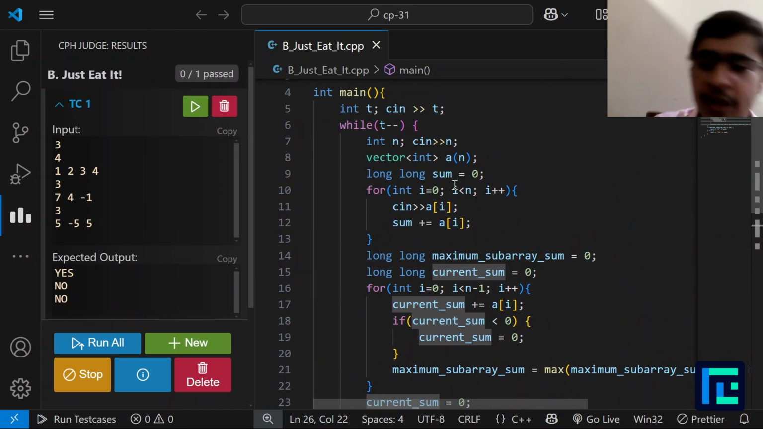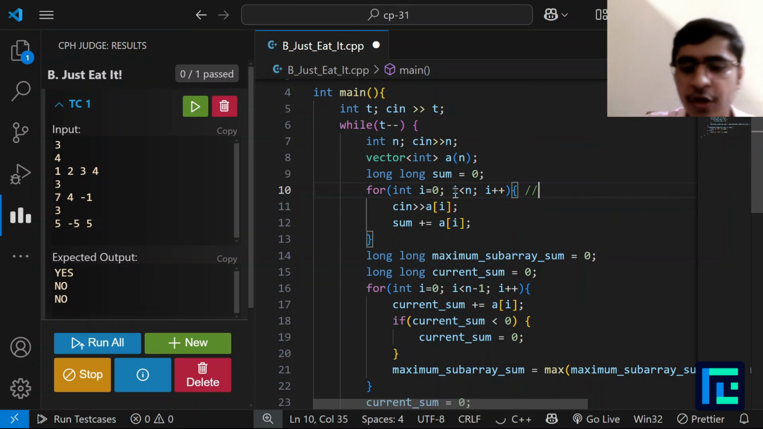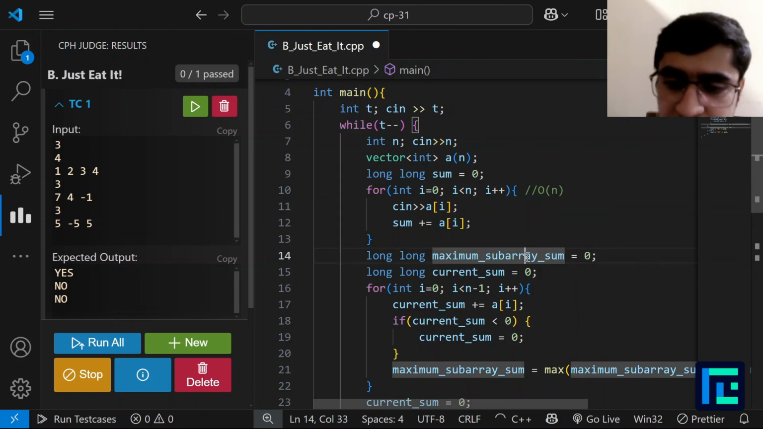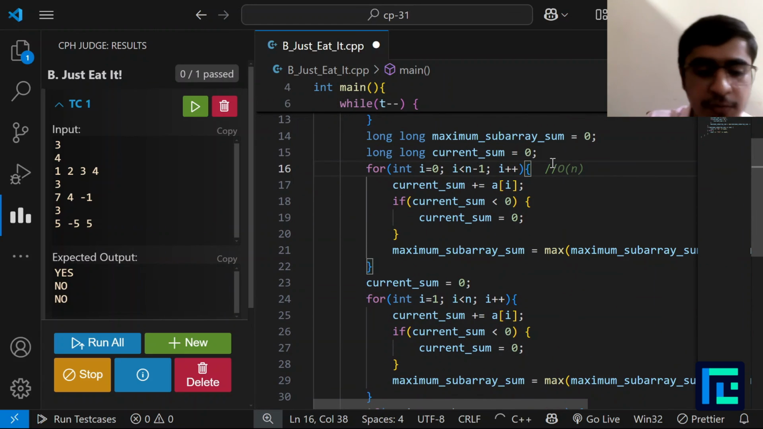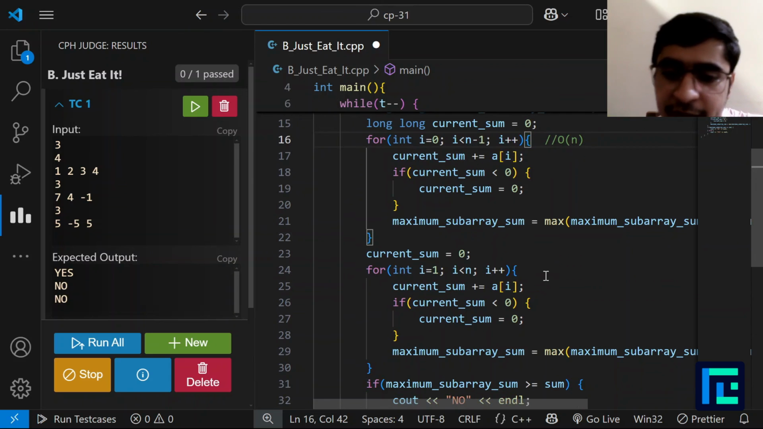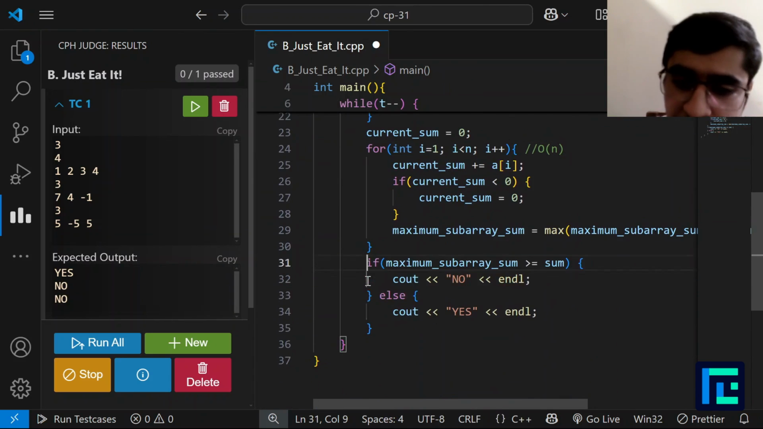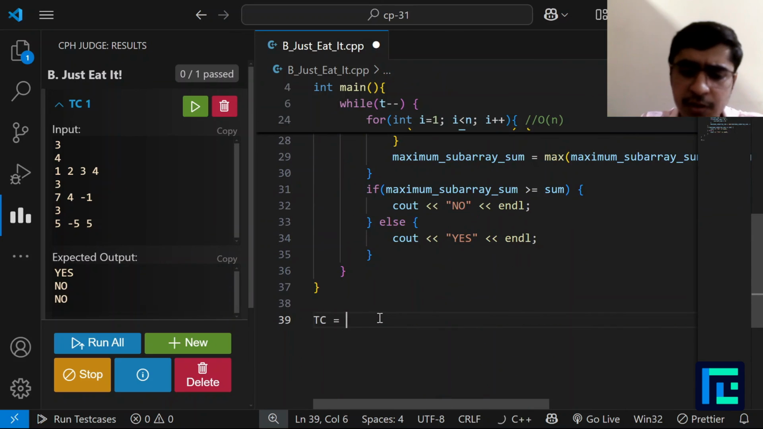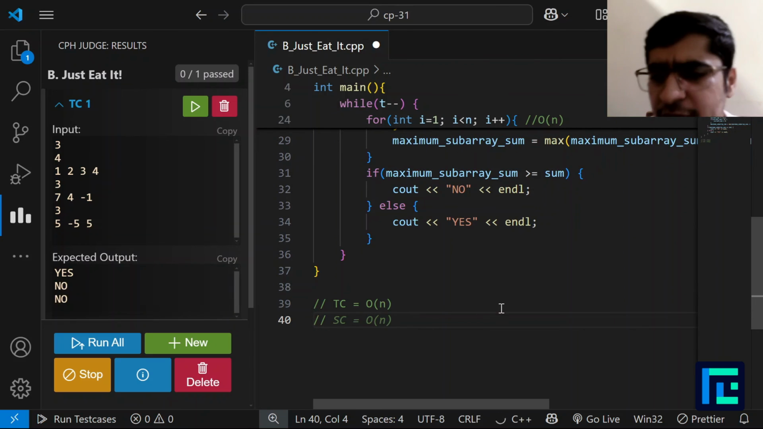Now let's see the time complexity of the solution. Overall, the time complexity of taking the input will be order of n. The time complexity for calculating subarray sums using Kadane's algorithm would be order of n itself. There's no extra complexity, and then in the end we're printing using if-else statements. So overall time complexity will just become order of n, or sum of n over all test cases, which is well within the bounds.